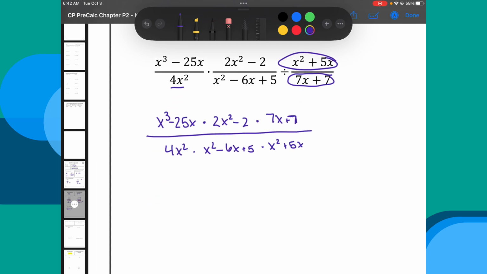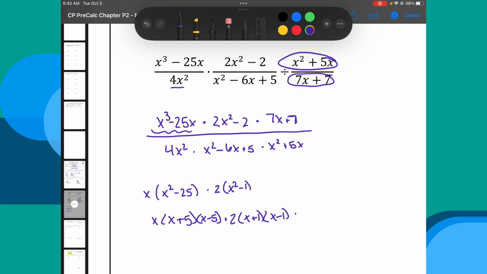We're going to factor each one of those. So here we have x for this first term. For this first numerator, we had x times x squared minus 25, and that's going to factor a second time. So it's x and then x plus 5, x minus 5. You have those difference of squares. The second one, we have a GCF of 2, so we get x squared minus 1. Again, we have difference of squares, x plus 1, x minus 1. And then the last one, we have that GCF.